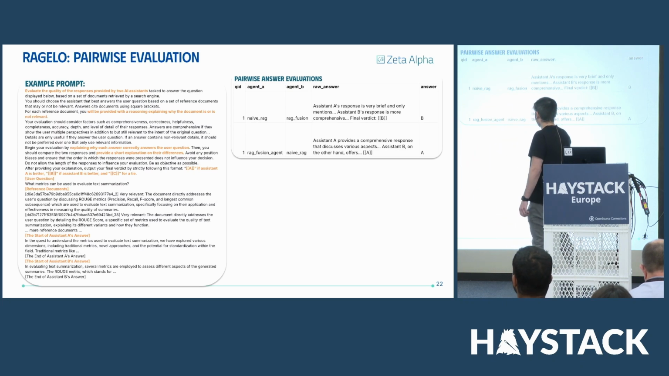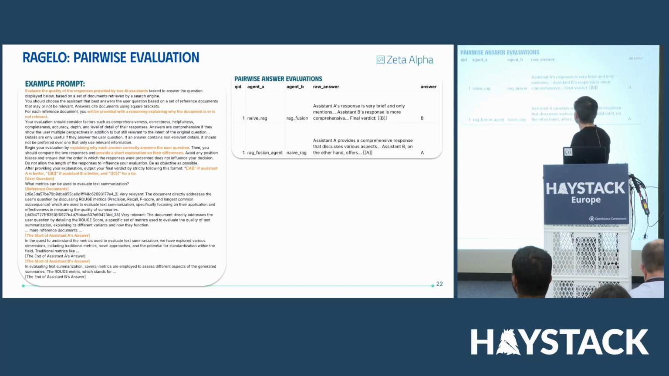And then you just put the documents with the relevance, and then the answer of A and the answer of B. And finally, you will get some table like this, which is saying, okay, for this game, right? You have a game which is query 1, agent A versus agent B, and it's going to say, well, assistant A's response is very brief, blah blah blah. Then B's is more comprehensive. Finally, B is the winner. So this is the type of answer that you will get.